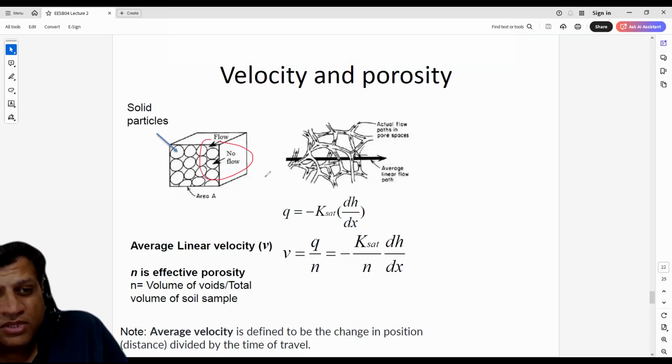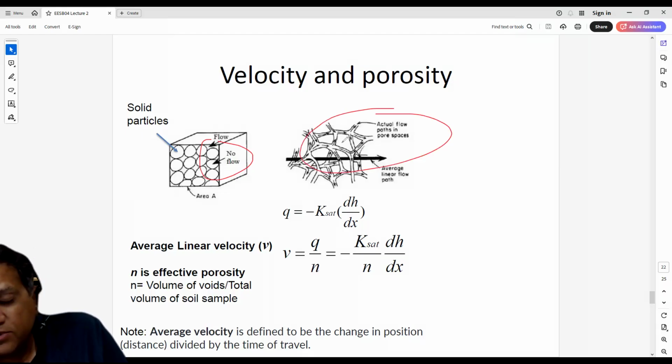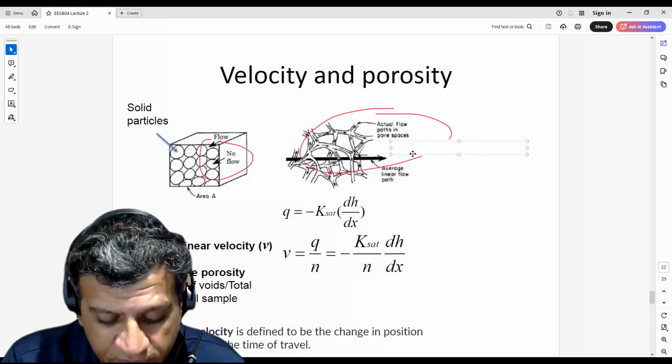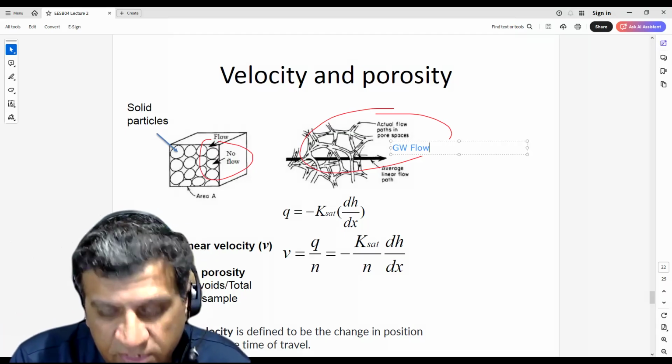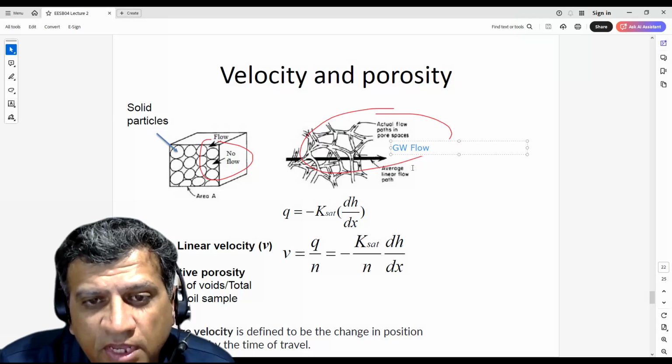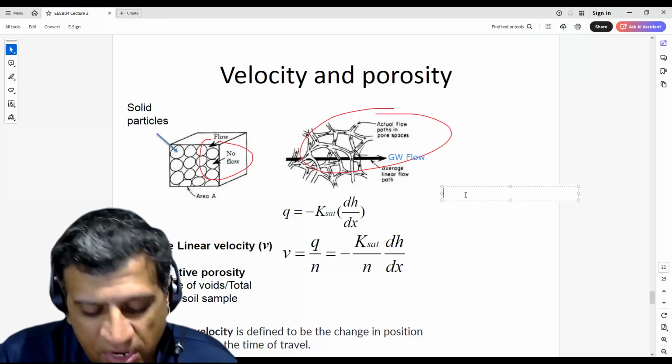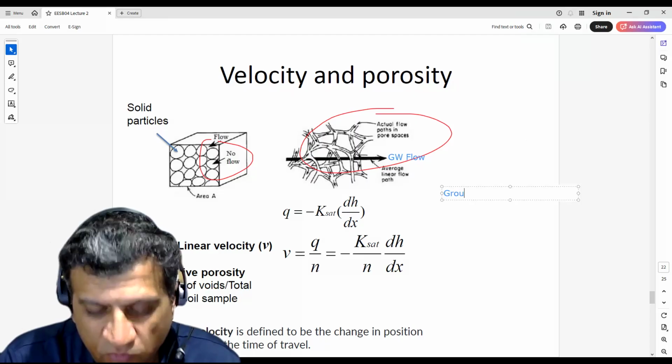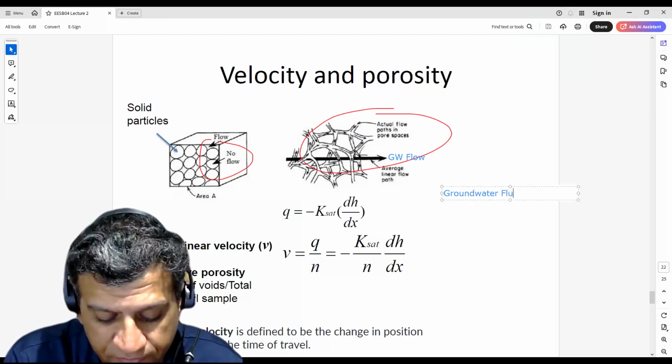Now, I'm looking at this over here. Another thing I wanted to point out is that the water doesn't flow straight. It goes through in a zigzag fashion between the particles. But then what you are actually seeing is the water flowing in this direction. It's the general groundwater flow path. Now there's a phrase that we use to describe groundwater flow, and overall, it's called groundwater flux.